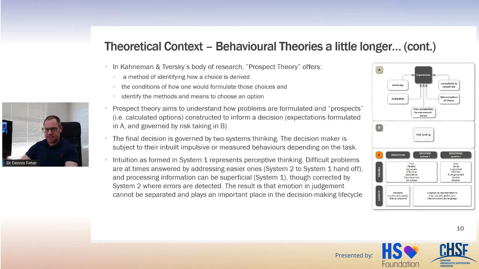So then we go to a second body of thought that looks at identifying the choice, how it's derived. So on the right-hand side, you see a little diagram, the A, B, and C. So A is the expectations, how we derive the expectations. So this is where the agent goes, well, how do I come to a decision-making process? And more importantly, overlaid by risk.